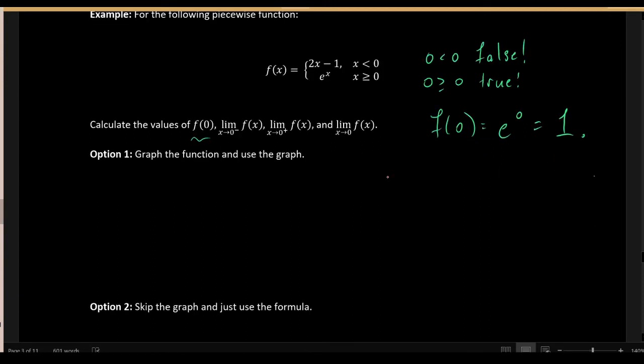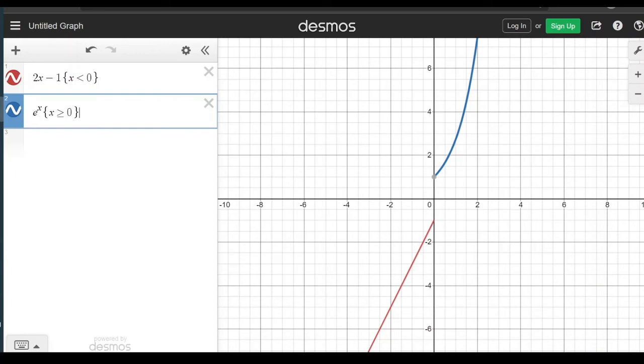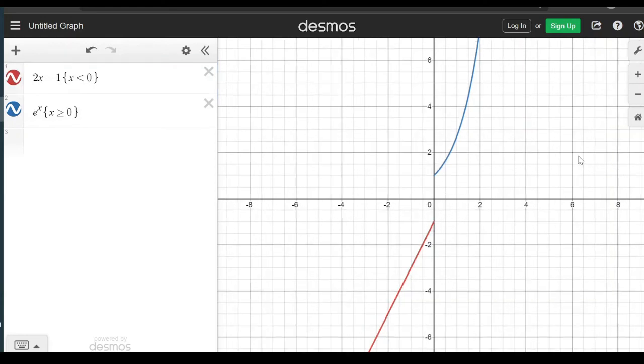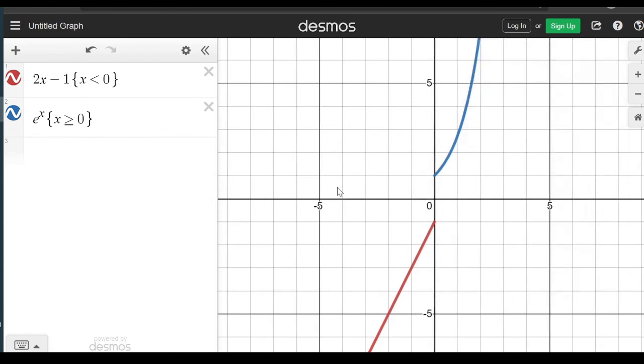But now let's see if we can figure out how to calculate these limits. So here I am on Desmos.com, and I've graphed the function 2x minus 1 for, in curly brackets, x strictly less than 0, and I've graphed the function e to the x for x greater than or equal to 0. Now note that our computerized graph, as always, doesn't include any information about holes or filled dots. However, for the calculation of limits, we really don't have to worry about the behavior that's occurring at x equals 0. We only have to think about what's occurring near x equals 0, right?